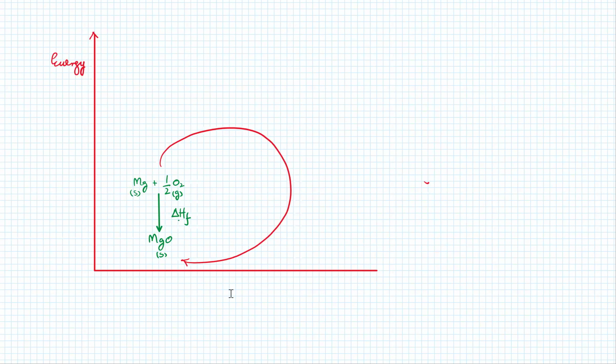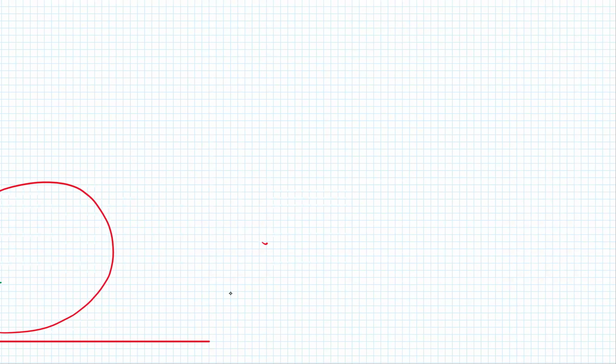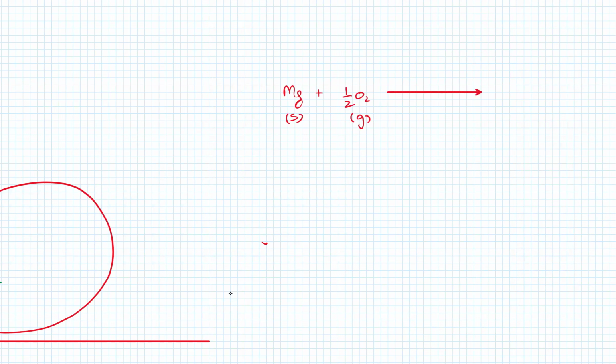So what you're going to do is, before making it over here, I'm going to do this over here, like a simple Hess cycle. Then I'm going to construct it with the energy axis. So basically, I've got these elements, and I want to form magnesium oxide solid. This is my enthalpy of formation. Now my starting point is elements. There's magnesium solid and there's oxygen gas. And I somehow have to form this ionic lattice, which is over here.